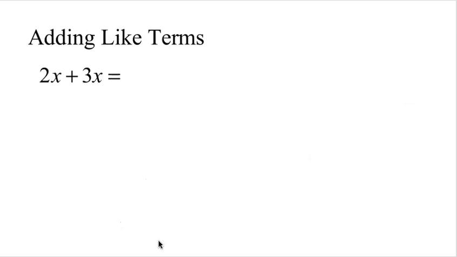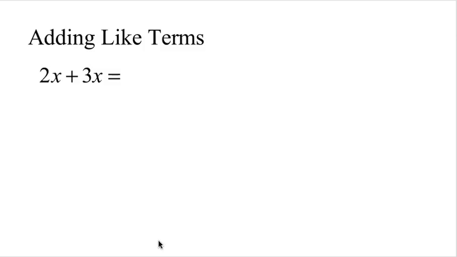Now we're going to talk about adding like terms here. So 2x plus 3x, how to think of that? Well, if I said 2 million plus 3 million, you would say 5 million. We just kind of extend that idea. So 2x plus 3x has to be 5x.